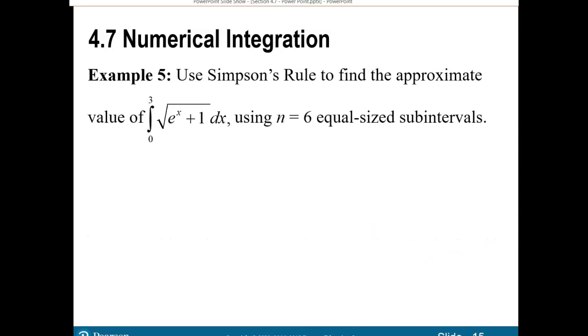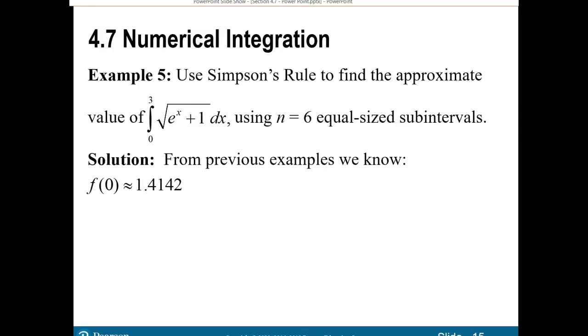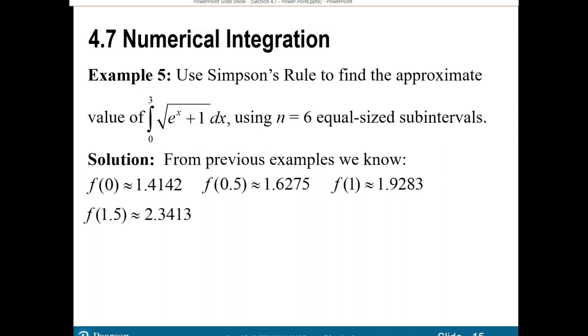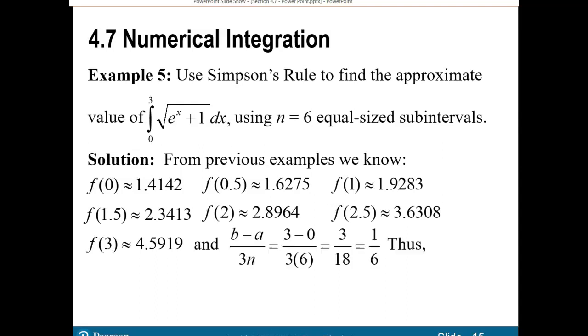Okay, so the same problem again, this time using Simpson's rule. So again, we have our f of 0, our f of 0.5. We've already found our subinterval endpoints from the previous problems we've done. So we know what those are, plugging in the 0, the 0.5, the 1 into our function. B minus a over 3n. Remember, we needed that in the Simpson's rule formula. So b minus a is 3 minus 0. N was 6. So the bottom is 3 times 6. So 3 over 18, or a sixth.